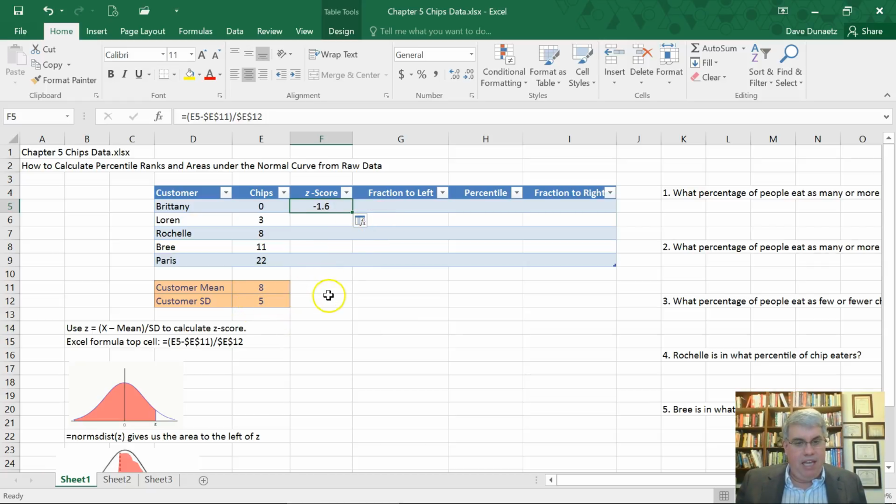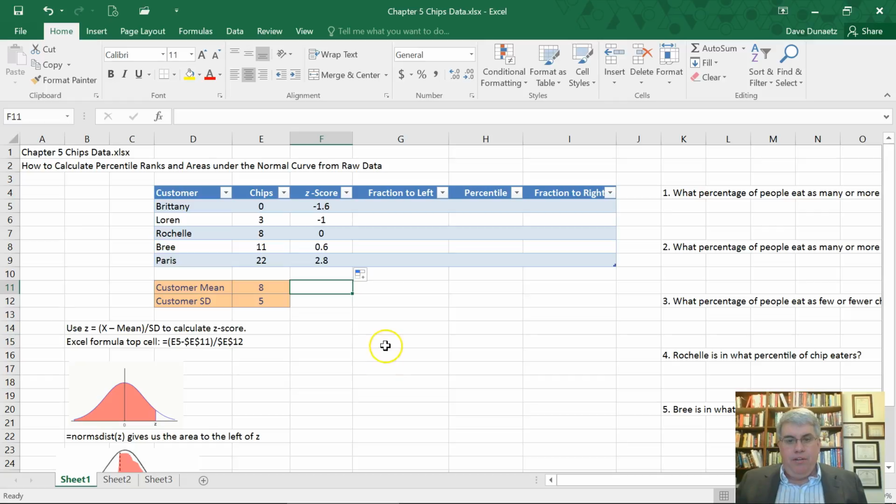0 minus 8 divided by 5 is minus 1.6. And then we're going to drag this down, and we get the z-score for everybody. So it ranges from a minus 1.6 z-score for Brittany to Paris, who has a 2.8 z-score above average. She eats a lot of chips.